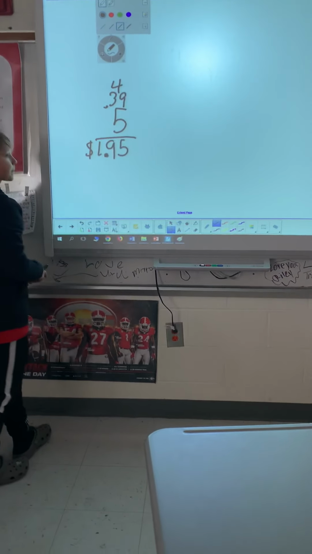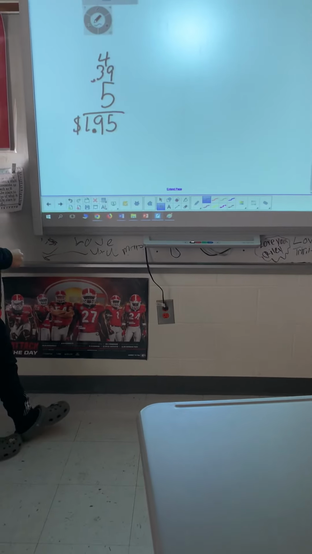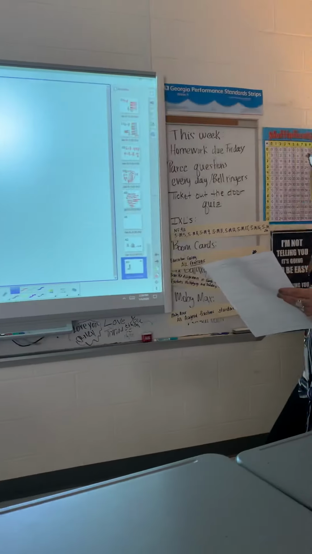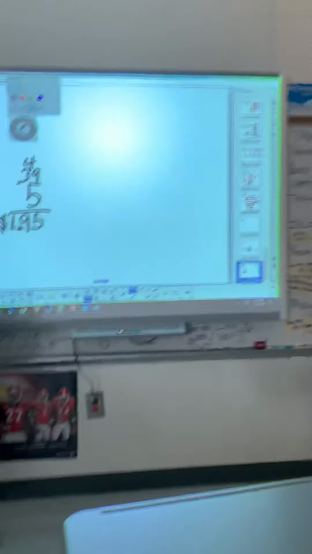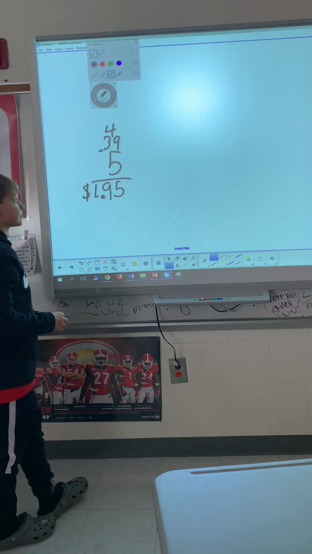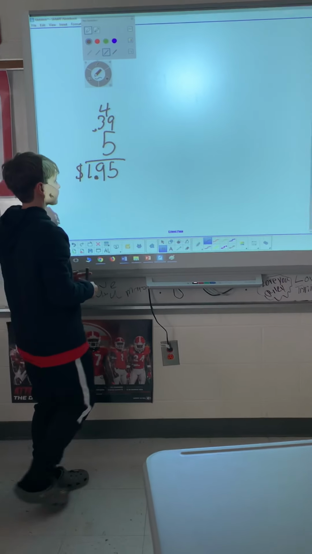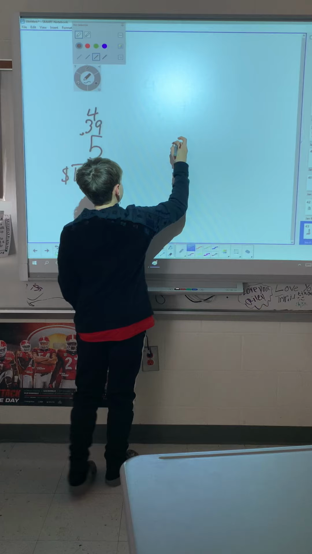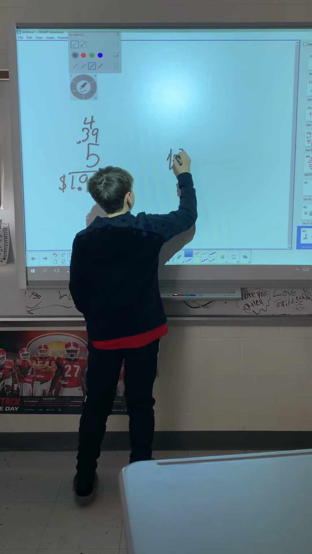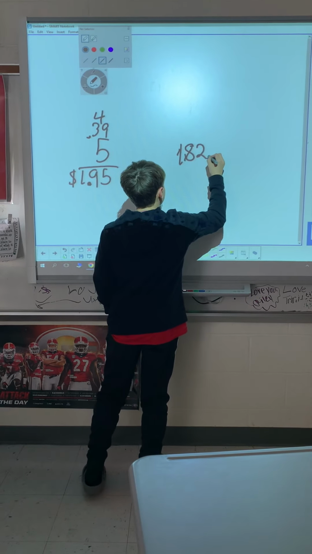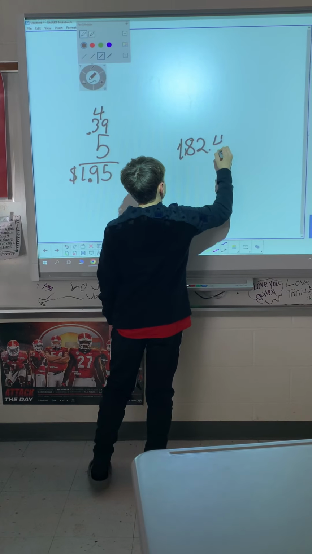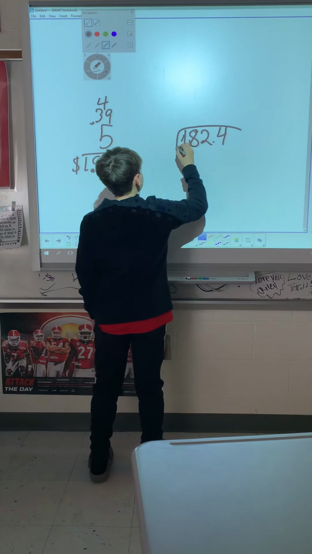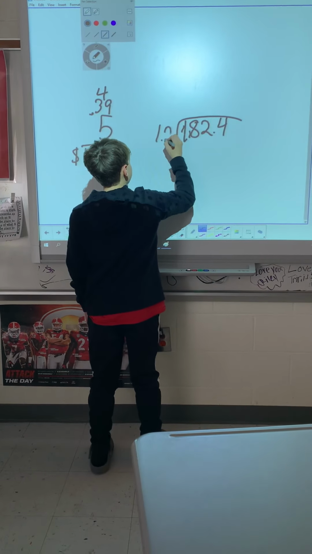Good job. The next one says find the quotient. And we know that when we find the quotient, what are we doing, guys? Dividing. And this one has 182 and 4/10 divided by 1 and 2/10.